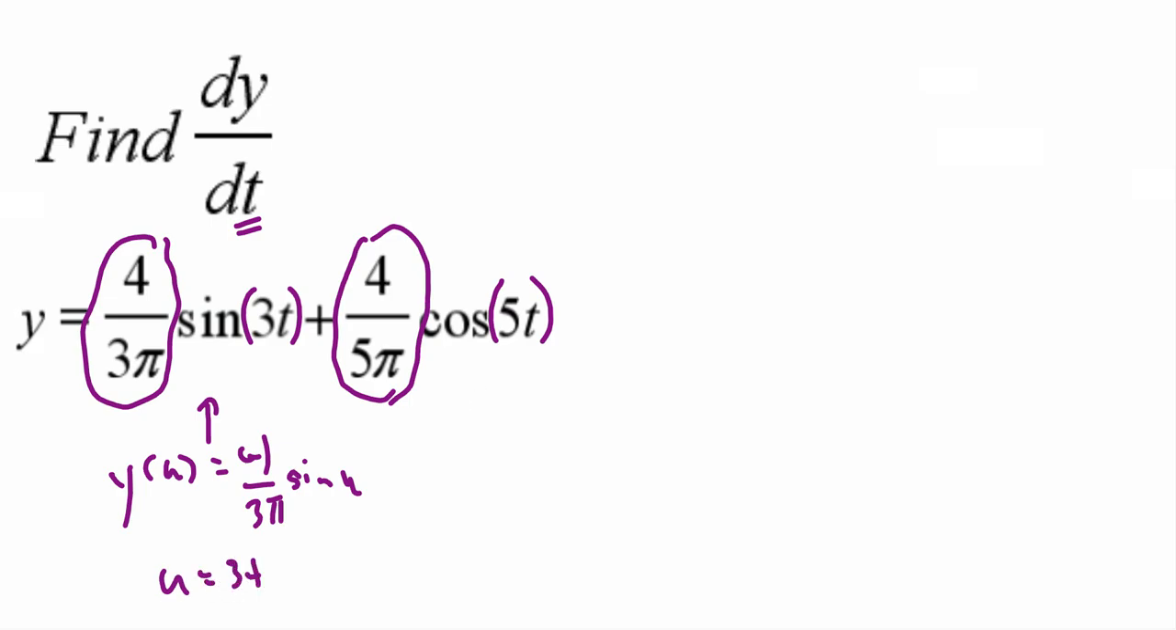Now for over here, we do the same thing. We got to go y of u. Well, what's the outside function? 4 over 5 pi cosine of u, because that's the inside. It's in parentheses. u is going to equal 5t.